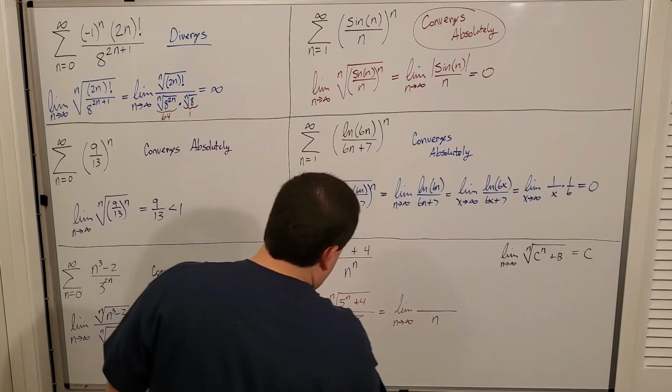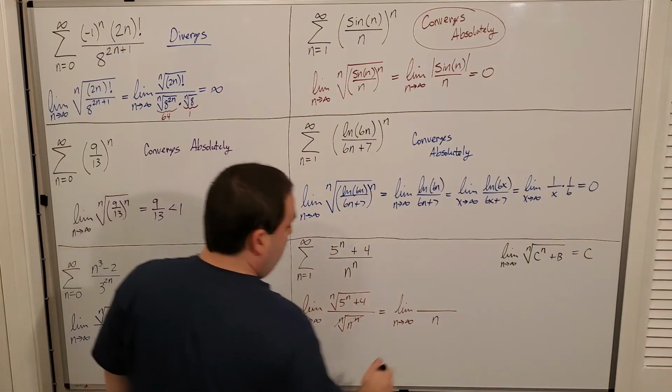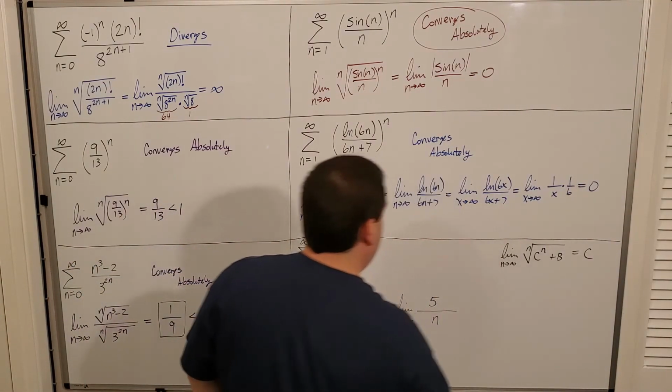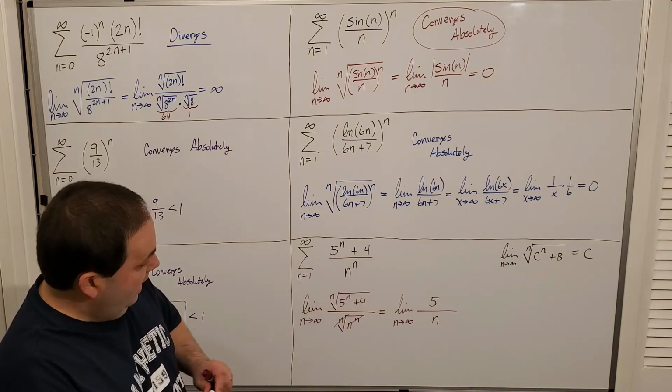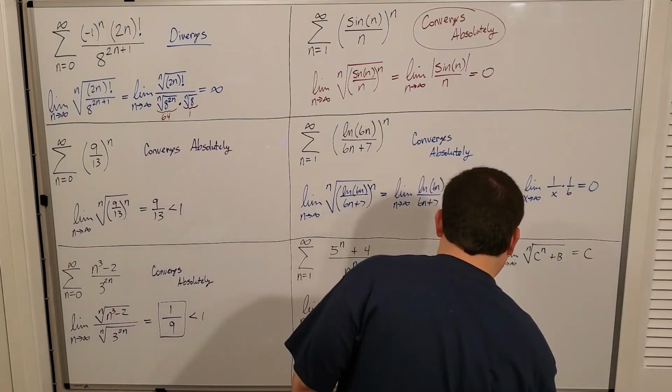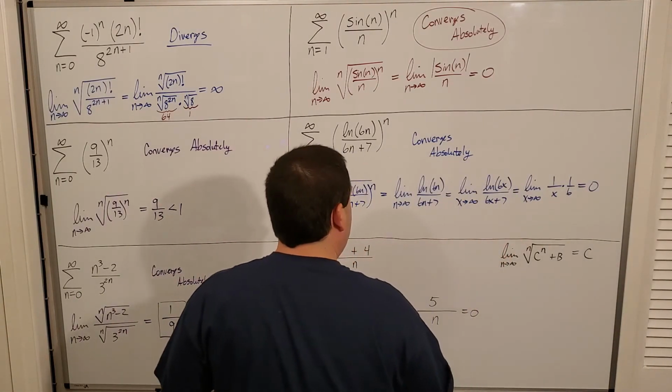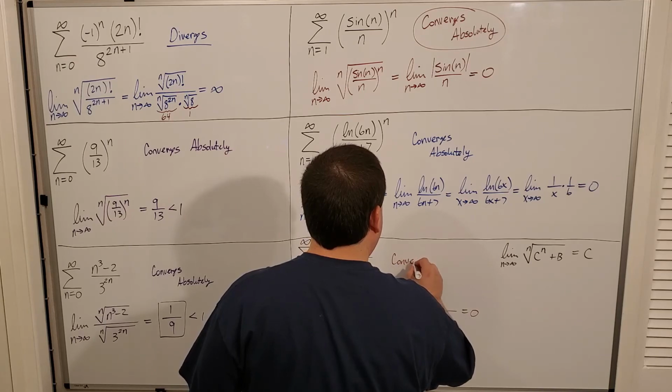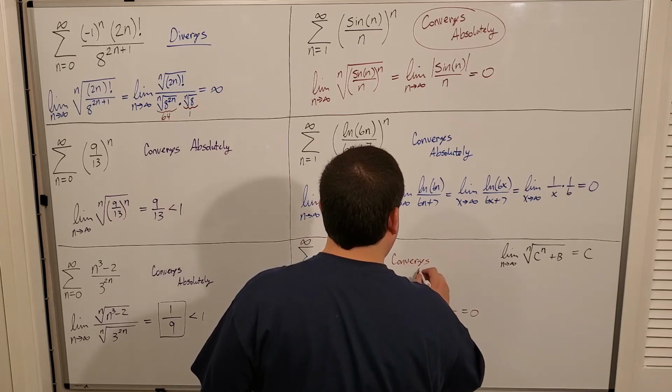So in this case, it's like I have the nth root of 5 to the n here. It's just going to be 5 in that numerator. And then the limit as n goes to infinity of 5 over n is 0. So this one also converges. Absolutely.